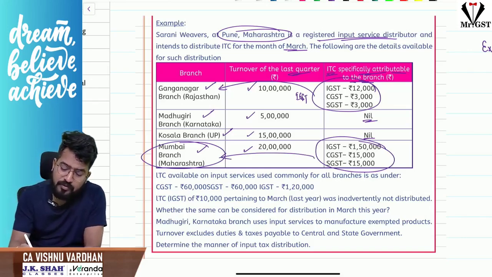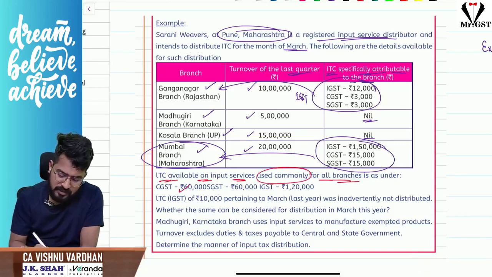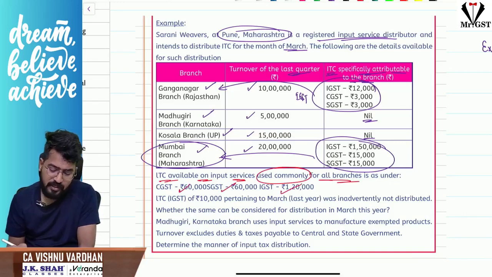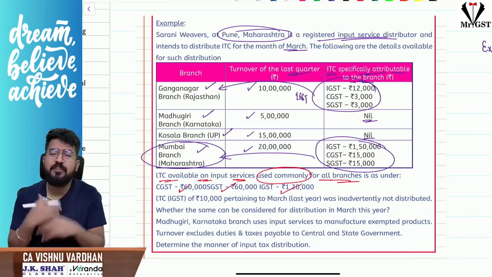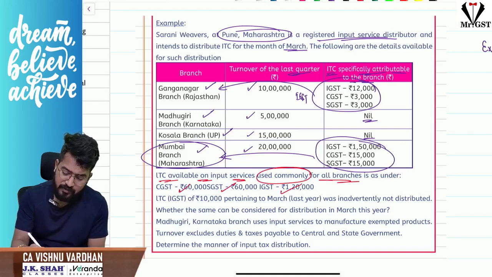If you see that there is ITC available on input services used commonly for all the branches, CGST 60,000, SGST 60,000, IGST 1,20,000. This they should split between all the branches, correct? In what ratio will they split? So here it is 50 lakhs.